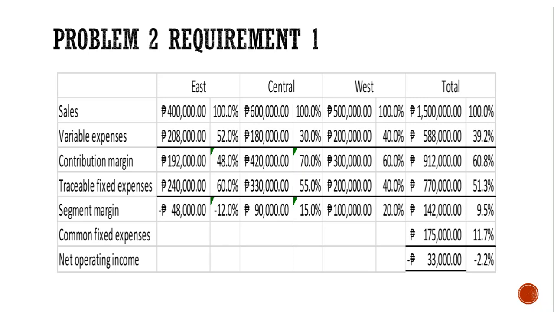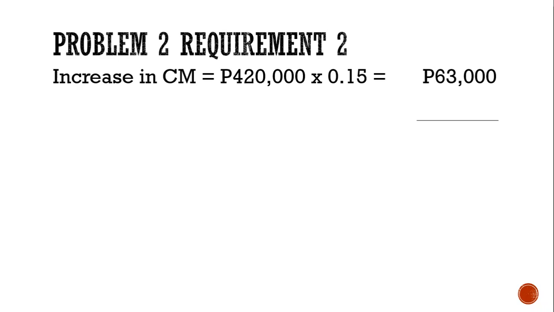For the second requirement, let me read from the book. The company's sales manager believes that sales in central geographic market could be increased by 15% if advertising were increased by 25,000 each month. Would you recommend the increased advertising? Show computations to support your answer. So this is my computation for requirement 2.